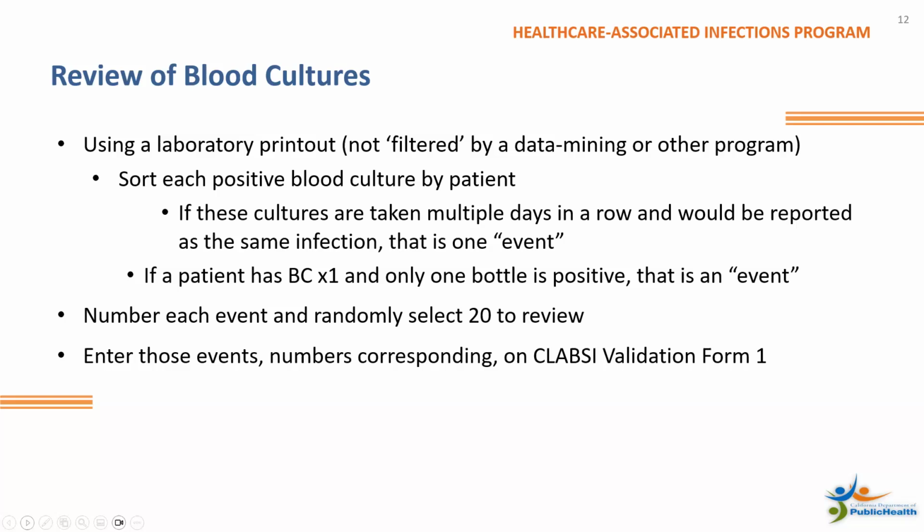If a patient has had a positive blood culture and only one bottle is positive, that also counts as an event. So then what you want to do is number all of your events and then randomly select 20 to review. This exercise will require that you review 20 positive blood cultures as a random sampling from your positive blood cultures. Then you want to enter those events to the corresponding numbers on your CLABSI validation form 1, which we will show you in a little bit.